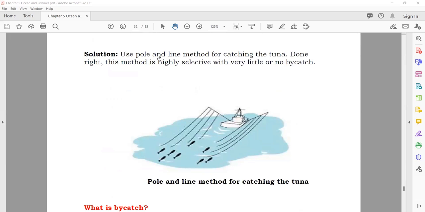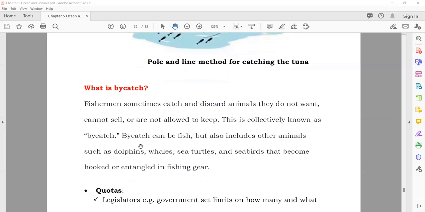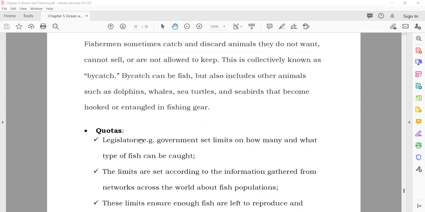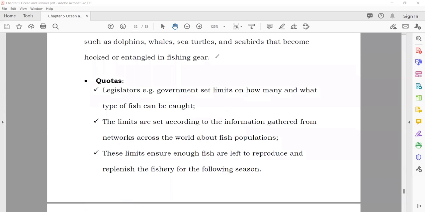Solution, as we said: use the pole and line method for catching tuna, and for bycatch, whatever you need, only take that one and throw the others back to the sea. After that, quotas. Quotas mean, for example, the government can give a license to a company saying this company can catch up to only 2,000 kilograms of fish per day or in one month. Not more than that. If they do more than that, the license will be cancelled. So like this, they can specify quotas.